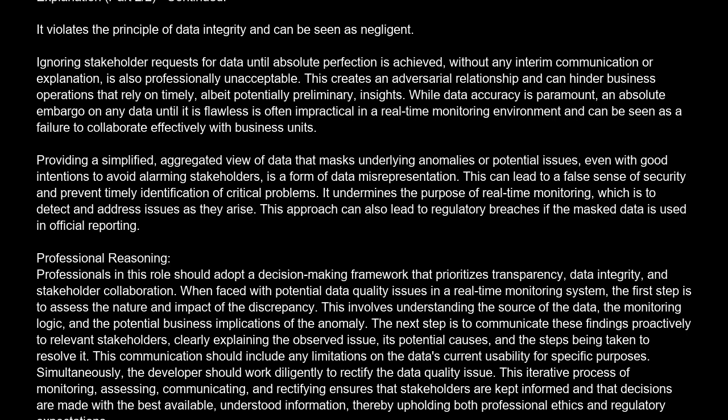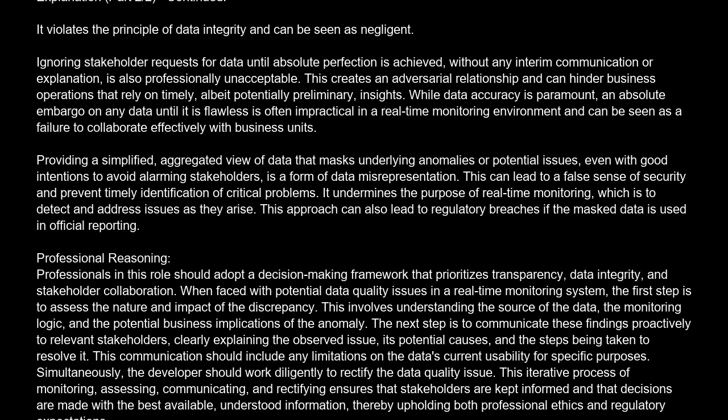Professional reasoning. Professionals in this role should adopt a decision-making framework that prioritizes transparency, data integrity, and stakeholder collaboration. When faced with potential data quality issues in a real-time monitoring system, the first step is to assess the nature and impact of the discrepancy. This involves understanding the source of the data, the monitoring logic, and the potential business implications of the anomaly.